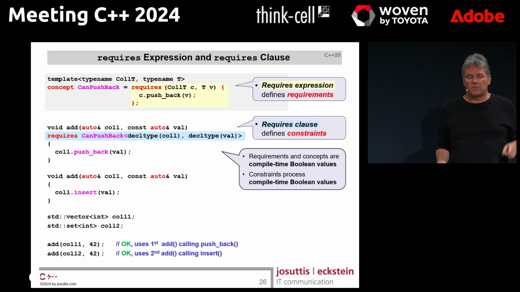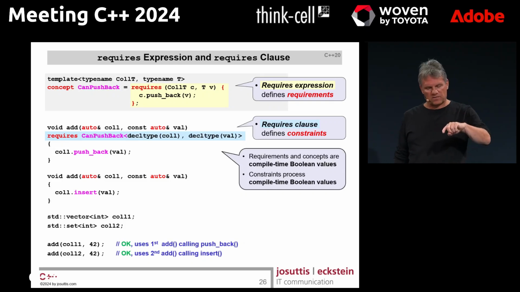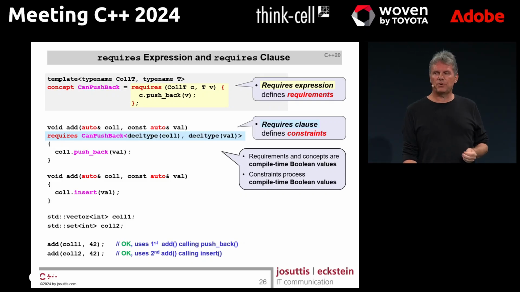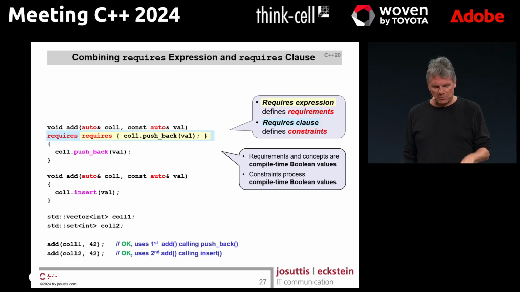And you learn that requirements and concepts are compile-time Boolean values, which means that the requires clause checks compile-time Boolean values. So here's a way to skip defining a concept for that. You could say, okay, my first add requires, as a constraint, that the requirement that I call push back for the value to put it into a collection is satisfied. Twice the keyword requires. Looks ugly, but works. Which is better than looking cool and creates confusion, like universal references in C++.